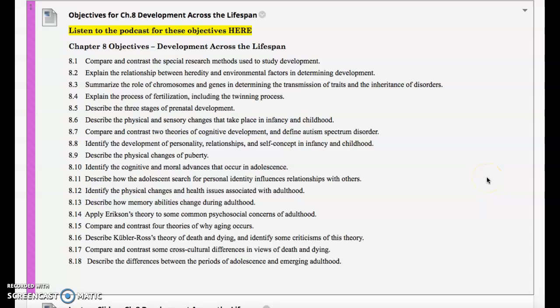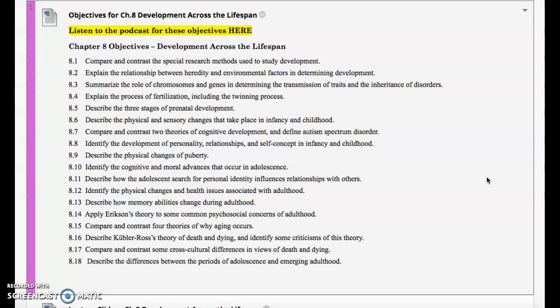This is the podcast overview for the Chapter 8 Objectives, which covers development across the lifespan. So the first objective is to compare and contrast the special research methods used to study development. So in the subfield of developmental psychology, there are particular types of research methods that are used, more so than others. And so the beginning of the book talks about what those methods are and why they're used. And so you want to be familiar with that.